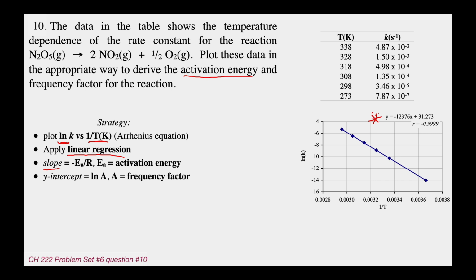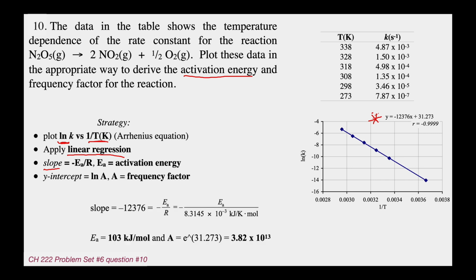This is the linear regression. Now we can use the slope to find E sub A, and we can use the y-intercept to find the frequency factor. So slope equals minus 12376, and that equals negative EA over R. Now R is 8.3145 joules per mole Kelvin. You can also use 8.3145 times 10 to the minus 3 kilojoules per mole Kelvin. It makes your answer automatically turn into kilojoules, which is cool. Anyway, if you do this to 3 sig figs, energy of activation 103 kilojoules per mole, 1.03 times 10 to the 5th.